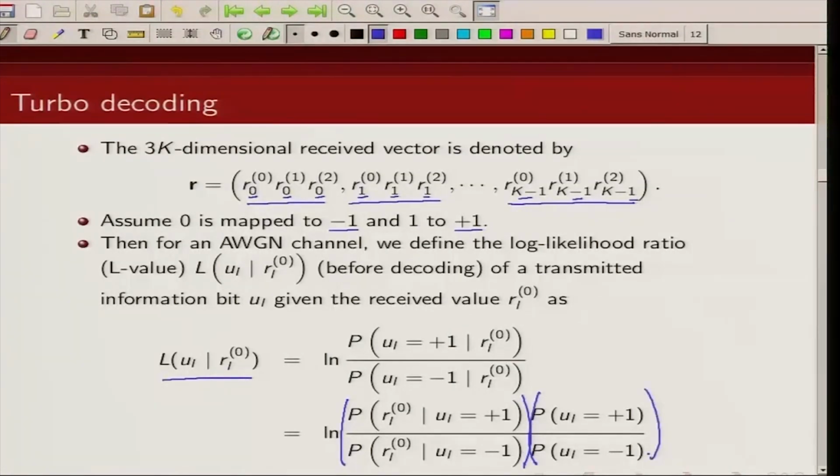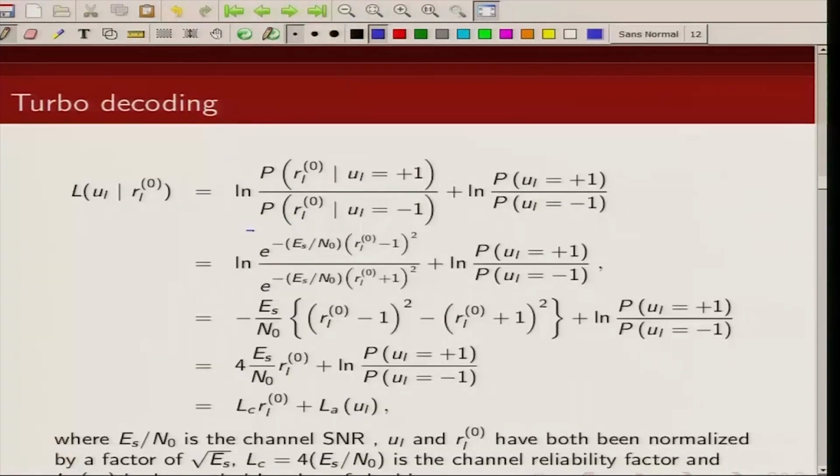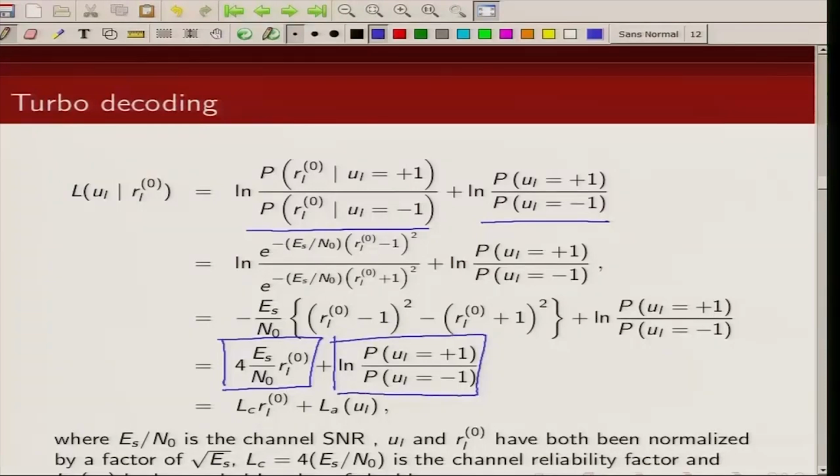So, log of A times B is log of A plus log of B. So, we can write it as this is one term and this is another term. Now, we are talking about an additive white Gaussian noise channel, so we can find out what the likelihood ratio is. We plug that value in here, and after simplification we get a term of this form. So, there are 2 terms, one is this and another is this.